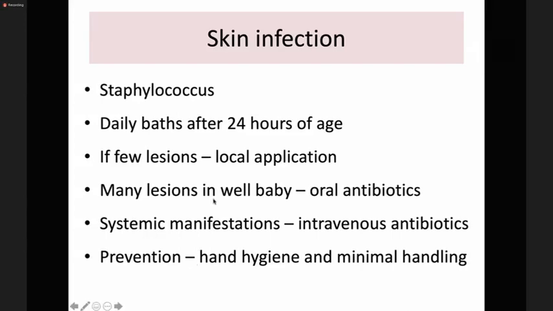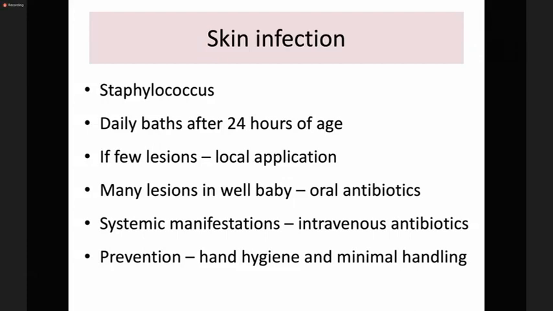Anyone else wants to help? Staphylococcus penicillins, cloxacillin, flucloxacillin. Yes, cloxacillin, you're right. It's a penicillin, but usually cloxacillin and flucloxacillin would work well for staphylococcus, right? So if there are a lot of lesions and the baby is well, we can start oral antibiotics. We have to admit the baby though. We have to admit the baby and start oral antibiotics and see. So oral cloxacillin or oral flucloxacillin.